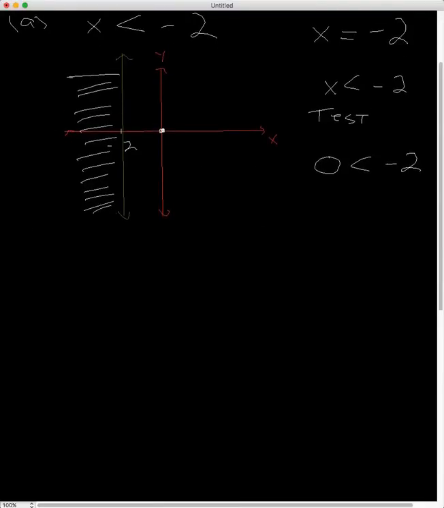For part C, let's look at this one. It is -3 is less than y, in other words y is greater than -3, but y is less than 5. So we can draw the xy plane here.